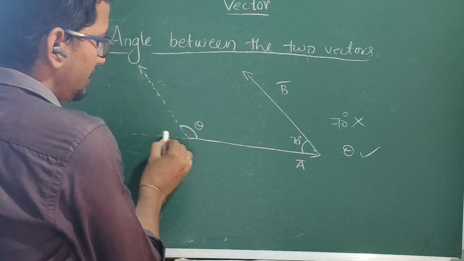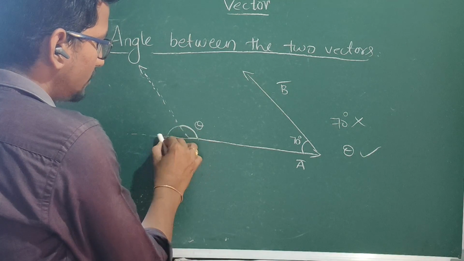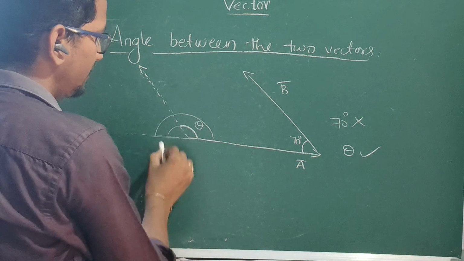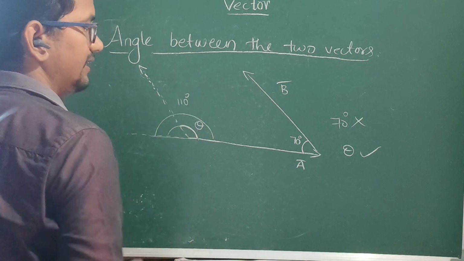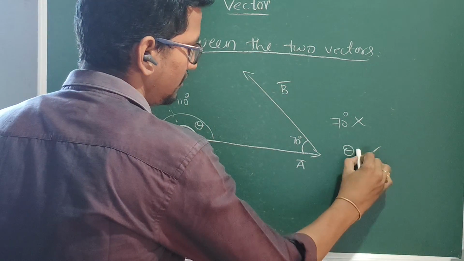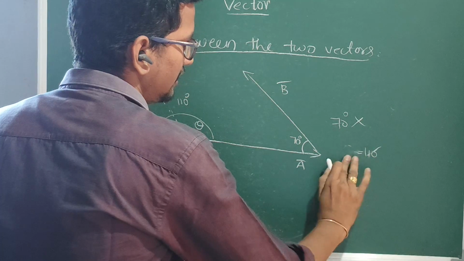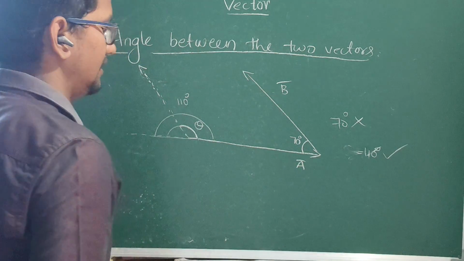Actually, what happened here? Already 70 degrees completed. Total 180. Already 70 has completed. What is the remaining angle? 110 degrees. Theta is equal to 110 degrees, that is the correct answer.